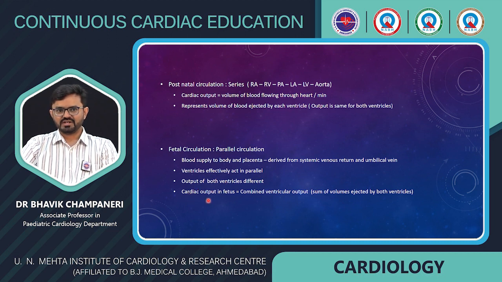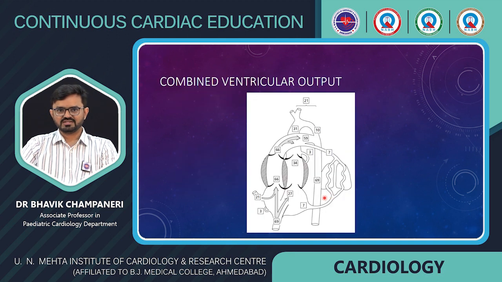So the cardiac output in the fetus is called the combined ventricular output, because the right ventricle and left ventricle have a different output, and the combined ventricular output is the sum of the output of the right ventricle as well as the left ventricle. So the terminology cardiac output is changed to combined ventricular output when we are talking about fetal circulation. So this is a diagram showing the various proportions of combined ventricular output which is provided by each ventricle.